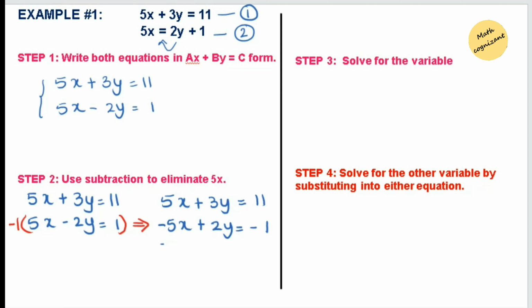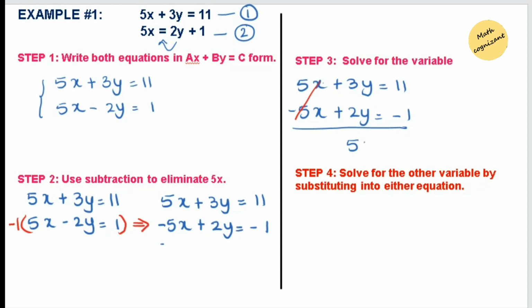So here positive 5x and negative 5x get cancelled. So 3 plus 2 is equals to 5y equals to 11 minus 1 equals to 10. Now this is a multiplication equation, so you need to do the inverse operation of it, that's a division. So 5y should be divided by 5 and other side of the equal also should be divided by 5, so that we are left with the variable alone. So y equals to 10 divided by 5 equals to 2.